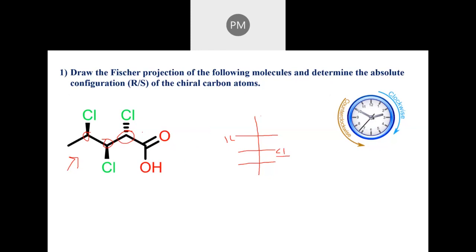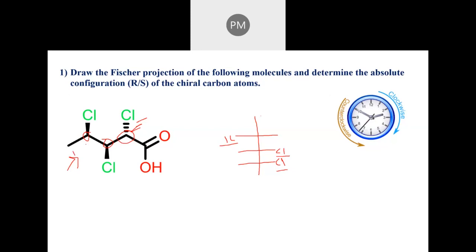What will happen for the last carbon? The third carbon has the Cl. If it is above the plane, it will be placed on the left side, but it is below the plane, so it will be placed on the right side. So I will say that if the carbon center number is odd and it is above the plane, then that will be on the left side. And if the carbon number is odd and it is placed below the plane, then that will be on our right hand side.